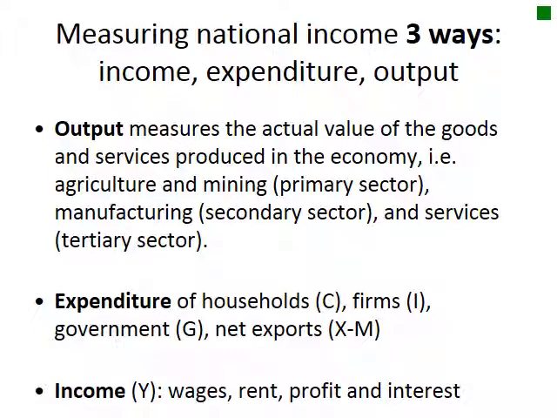So measuring national income three ways. We've talked about this: the income approach, expenditure approach, and output. So output measures the actual value of the goods and services produced in the economy, such as agriculture and mining being the primary sector, manufacturing the secondary sector, and services being the tertiary sector. Expenditure is the expenditure of households, firms, government, and net exports. And income, the total income Y, is wages, rent, profit, and interest. All of these three methods will give you the same value for GDP.